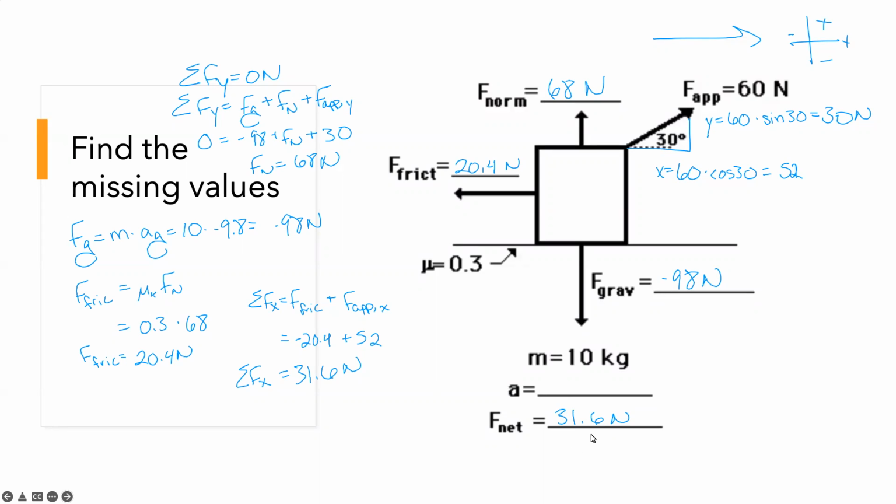Okay. Can we find acceleration? We can certainly do that, remembering Newton's second law, where F net over m equals a. And so we have our F net, we have our m. And so our acceleration is 3.16 meters per second squared.